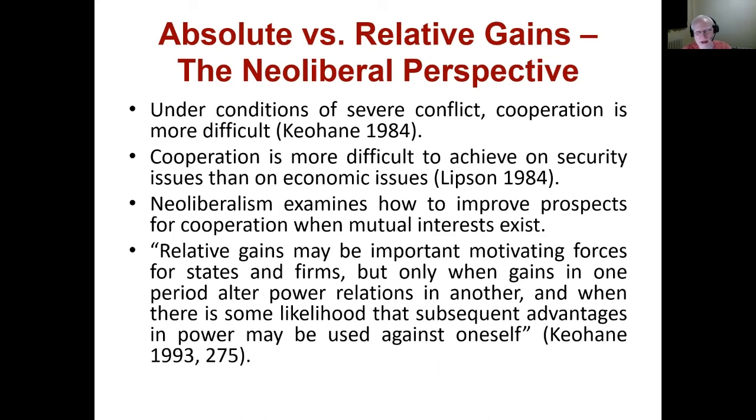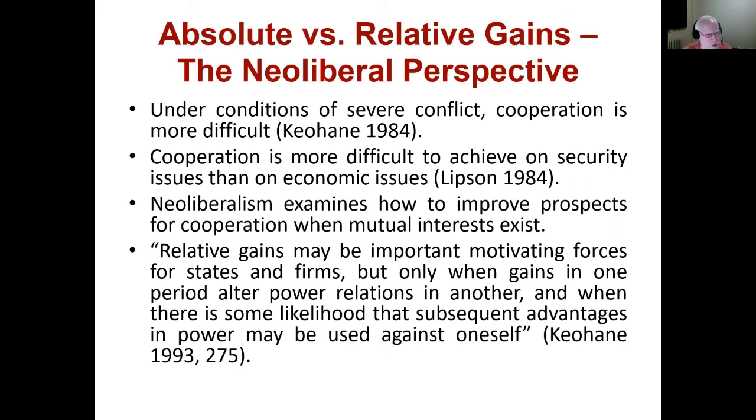And neorealists typically focus more on the security side. Neoliberals are focused more on the economic side. So there's some level of divide where neorealists say that because any material cooperation can be translated into security, cooperation is always difficult to achieve. Neoliberals make a little bit of a separation here. Security issues, yes, more difficult because there's a clear link to security. Economic and other issues, easier to achieve.